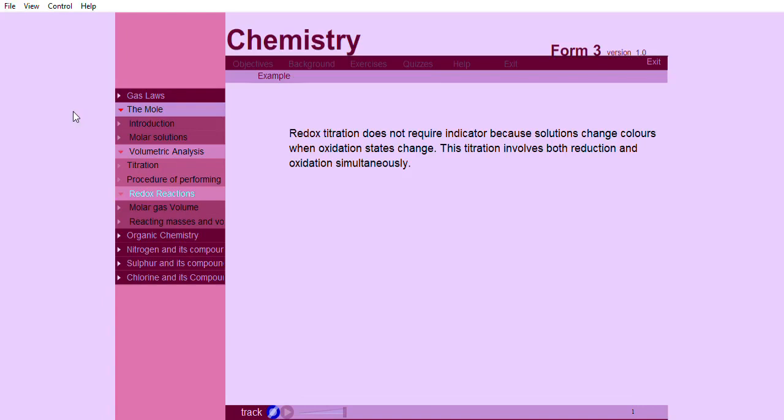Redox titration does not require indicator because solutions change colors when oxidation states change. This titration involves both reduction and oxidation simultaneously.